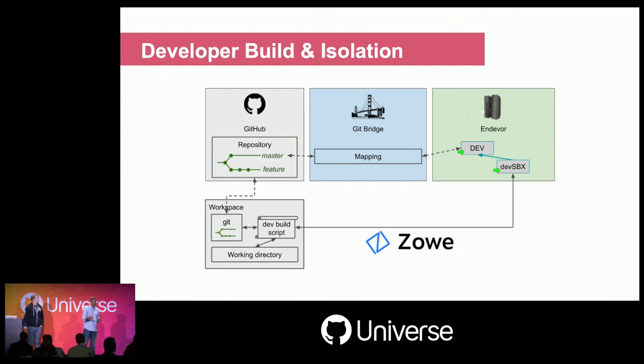We ship a build script that can be customized, and it leverages Zoe. Remember that open source project that I mentioned? It leverages Zoe to facilitate the build of the user changes. So this provides the developer isolation in terms of the build, so that they can build their changes and validate them before pushing them back into the main repository.